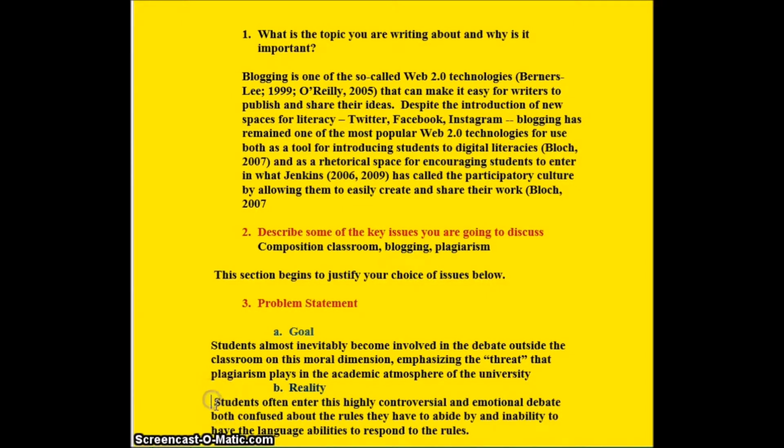Now, when you state the goal, a lot of times you'll see the word however, because there's a contradiction here between what the goal is and what the reality is. And again, my purpose as a writer is to try to fill at least part of that gap.